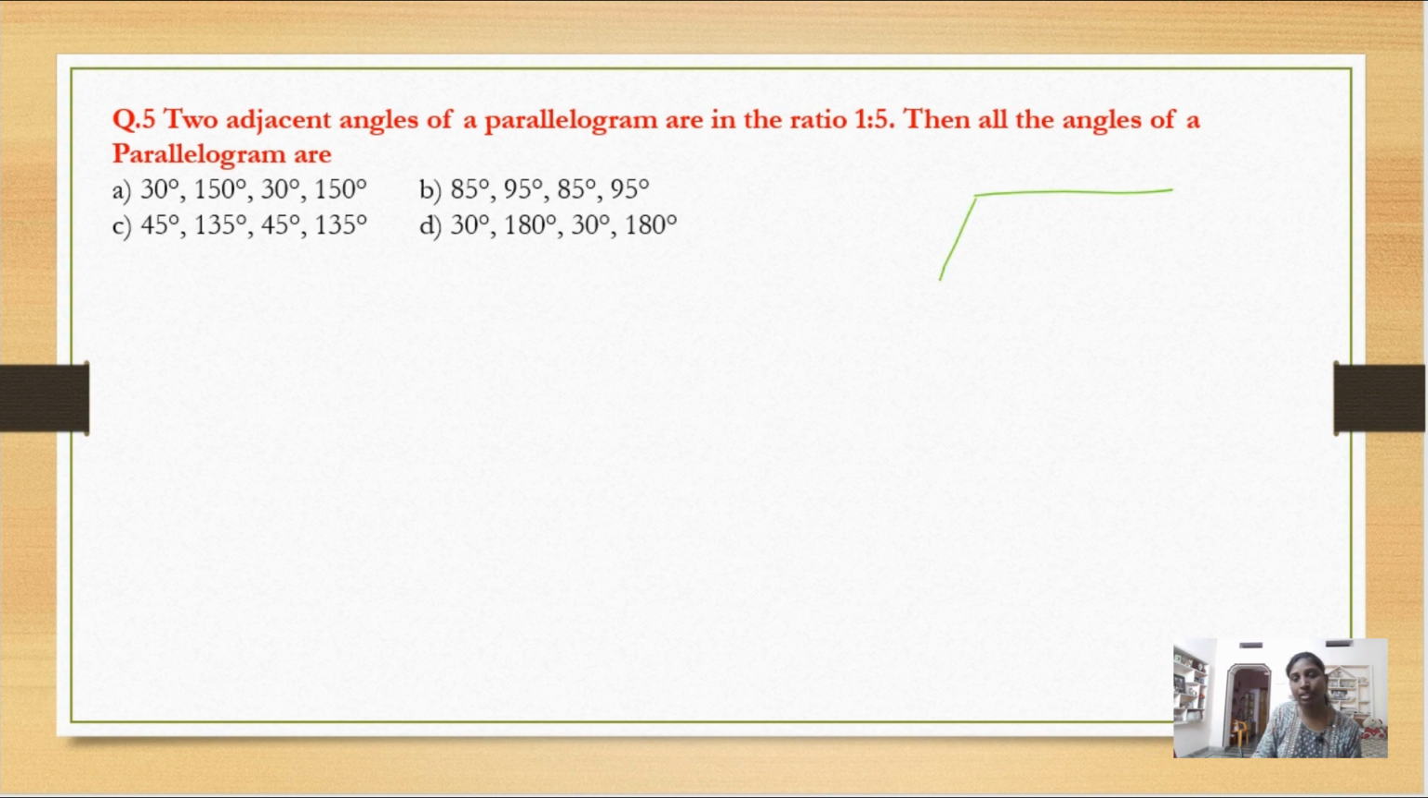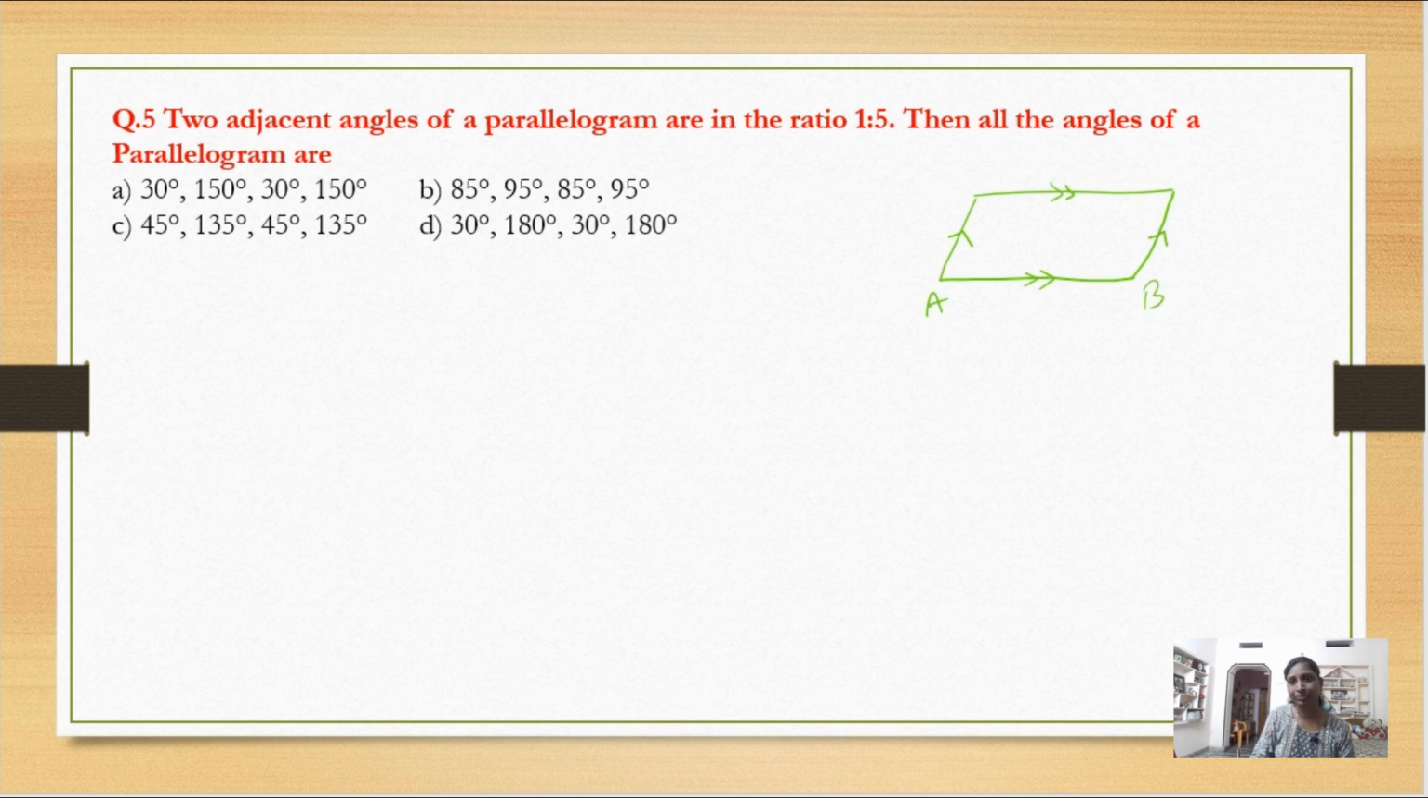What is a parallelogram? A parallelogram is a 4-sided polygon in which each pair of opposite sides is parallel and equal. It means here one pair of opposite sides is equal and parallel, and here another pair is there. This is also equal and parallel. It is a parallelogram.